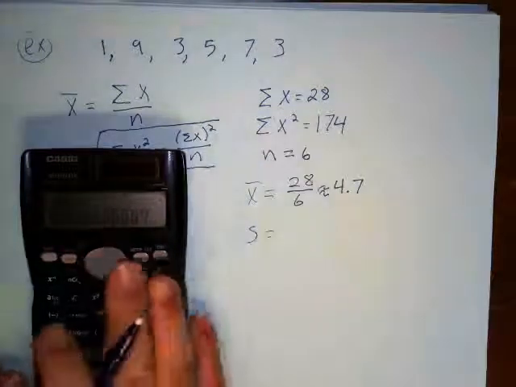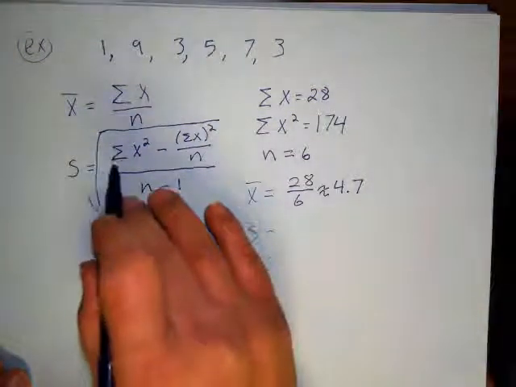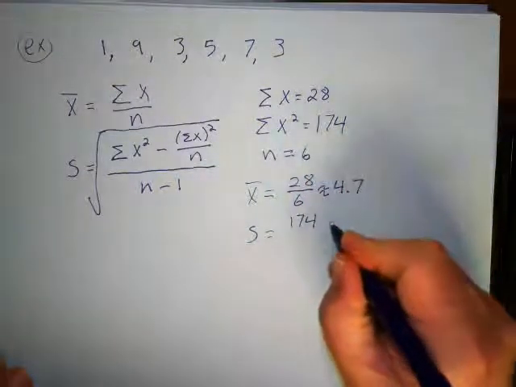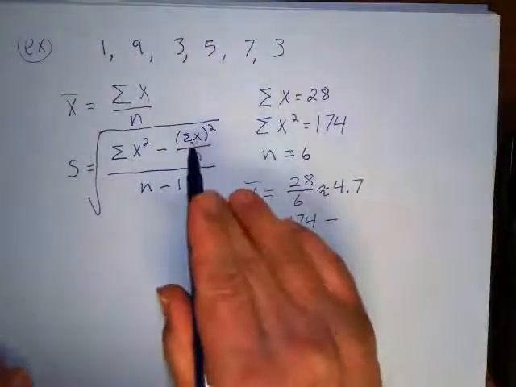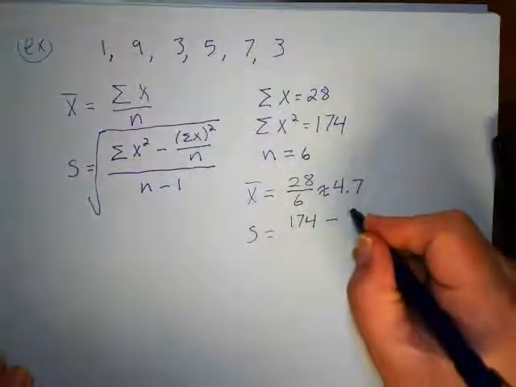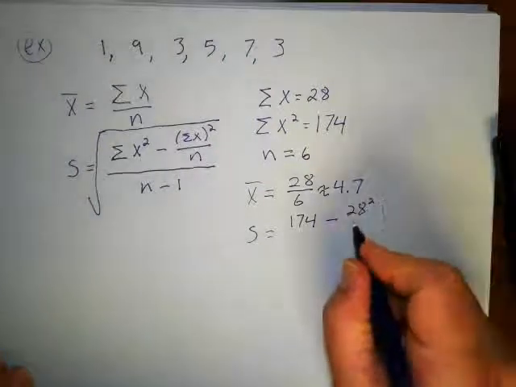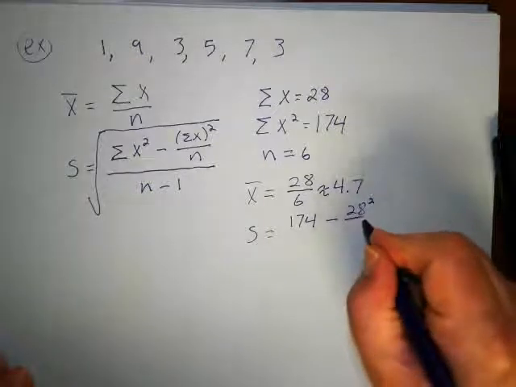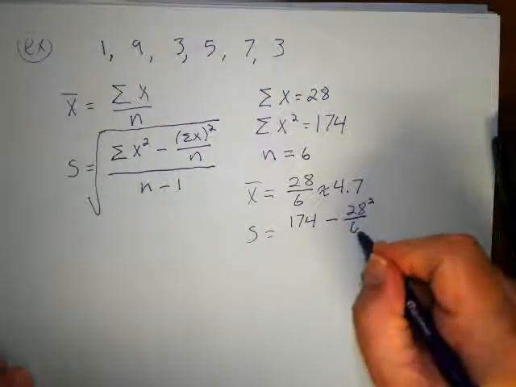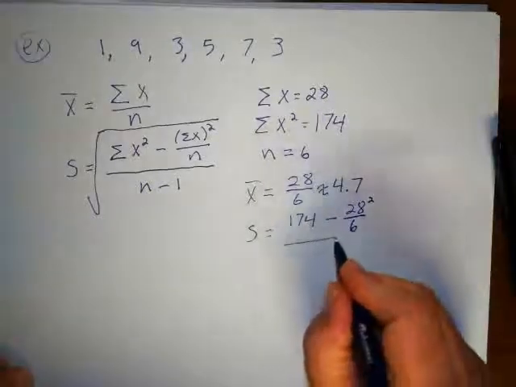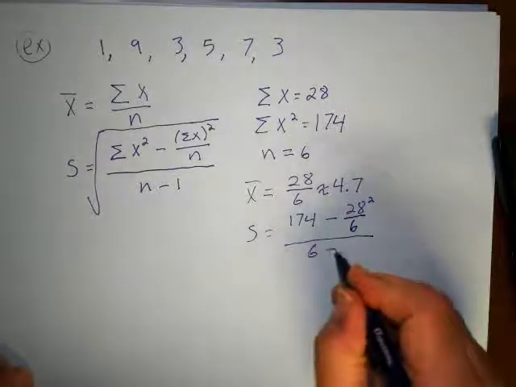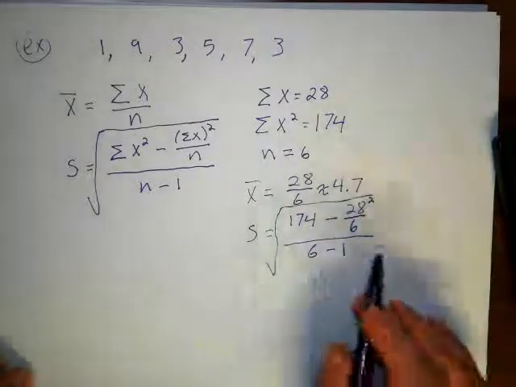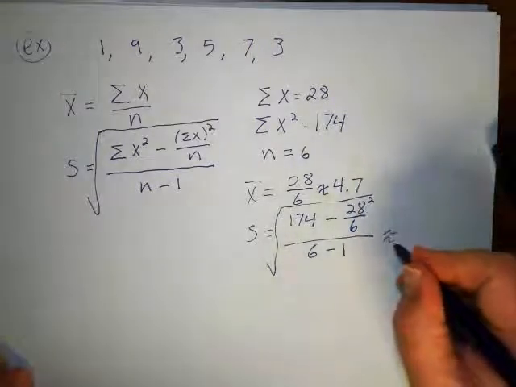And now for S, here I'm going to use this formula. We have the sum of x squared, which is 174, minus this sum of x quantity squared. So that would be 28 squared. I don't need the parentheses there because I've already summed it up. Then I'm going to divide that by n, which is 6. Then I'm going to take that whole thing and divide it by 6 minus 1. And then I take the square root of all of that. So that's how you would write it out.